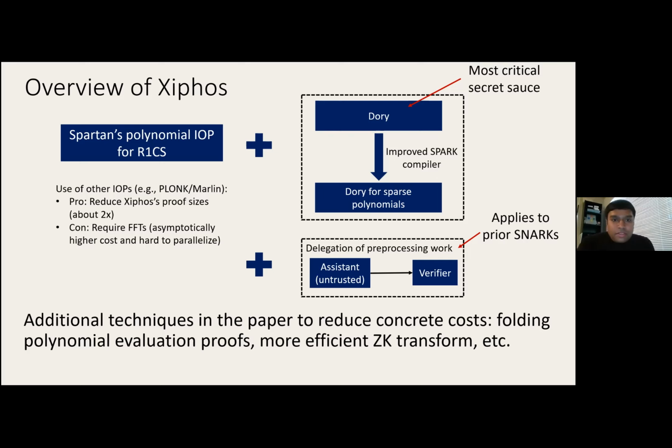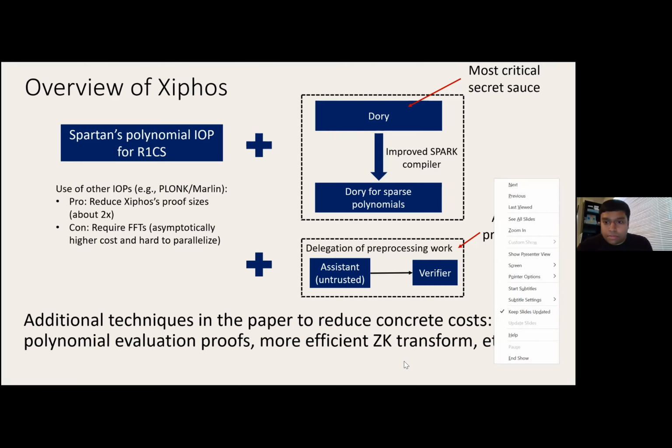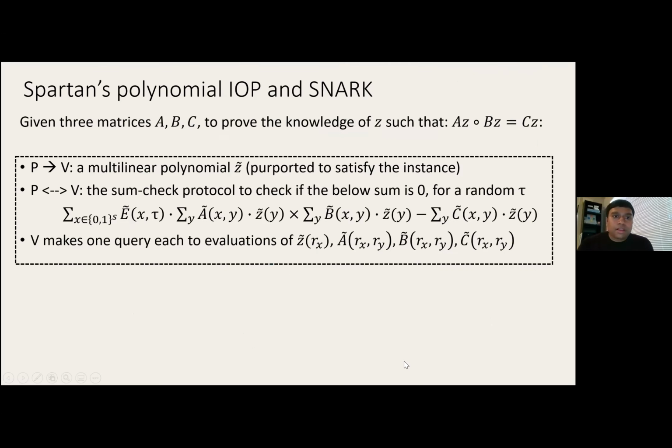So in the next part of this talk, I'm going to go over these 4 different components that I've depicted here. The first component that I'm going to describe is Spartan's polynomial IOP, and I'm first going to show a very simple description, and then I'm going to unpack this.